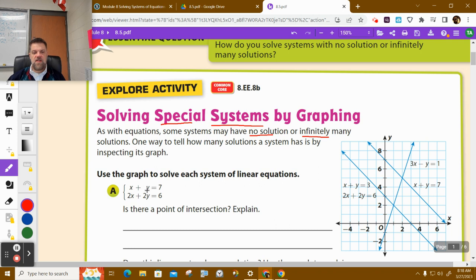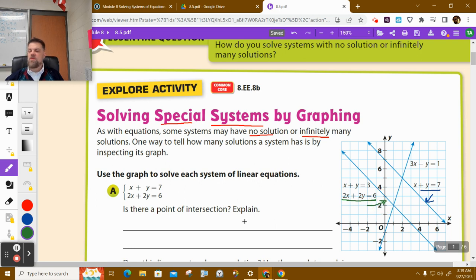So we have x plus y equals 7. I'm just going to open up a tab in Desmos. We have the graph here. If I say x plus y equals 7, I believe that's this line. And then it says 2x plus 2y equals 6. That one is this line.